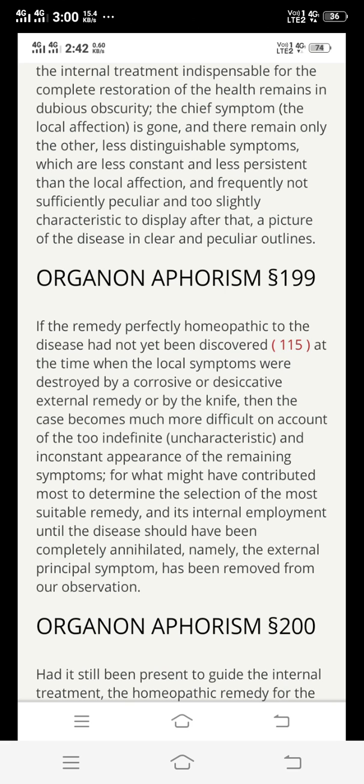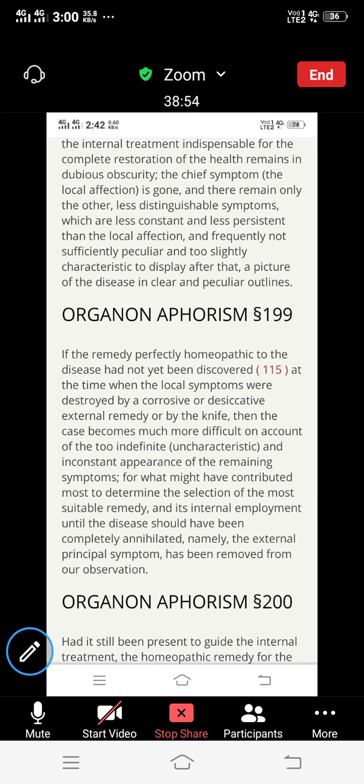So this is aphorism number 199, which explains that the disease becomes more incurable and the case becomes very difficult to treat if you use external applications in the case of dynamic local maladies. So this is aphorism number 199. Then the next aphorism is aphorism number 200.